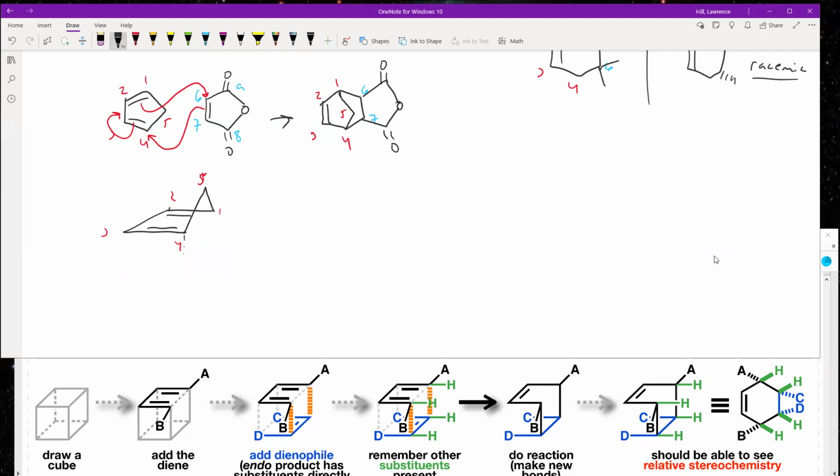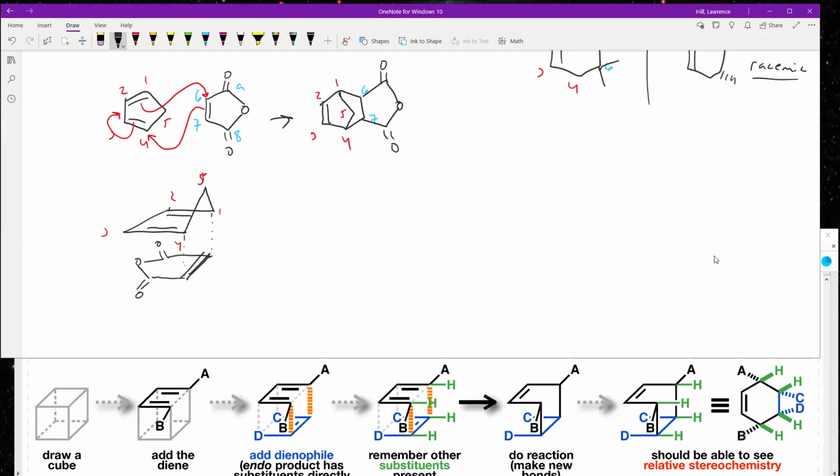So this is our new bond that's going to form. This is our new bond that's going to form. This is our 6-7 bond of our dienophile. This is our carbonyl carbon. This is our carbonyl carbon. This is our oxygen. It shouldn't be bent because it's a very planar molecule there. And these are our carbonyl carbons. And so the cube method is not a way we would typically draw organic molecules. It's a trick for visualizing the products of a Diels-Alder reaction.